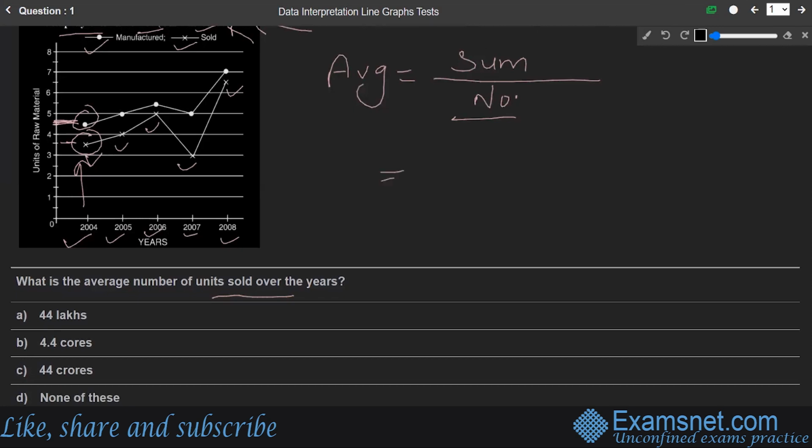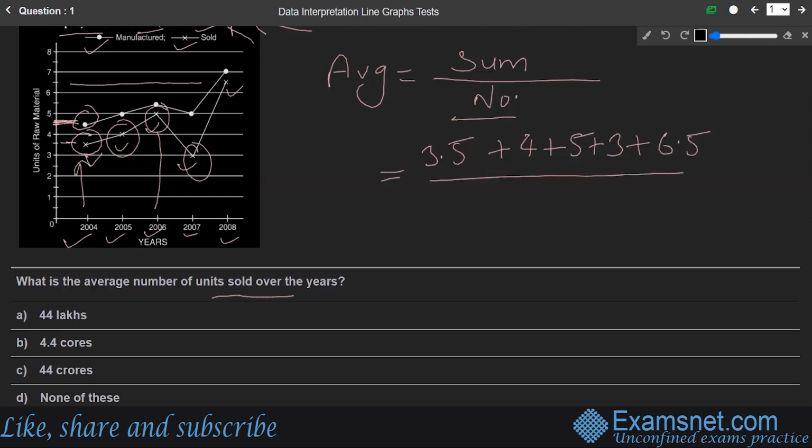So let us add those values. For 2004, the cross value is 3.5. Plus, for 2005 the cross value is exactly at 4, so it's 4. Plus for 2006 the cross value is at 5, so it has to be 5. Plus for 2007 the cross value is at 3, so plus 3. Plus for 2008 the cross value is between 6 and 7, so it has to be 6.5. So these are the value set. If we add them together, we are supposed to divide by 5.